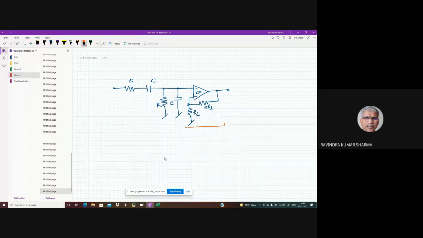This amplifier, how much is the gain? If this is VO, and here I am writing as, let us say, V. So VO by V is how much? 3. Gain is 3. Perfect. VO by V is 3. Correct? And if this is VI, V by VI is how much?